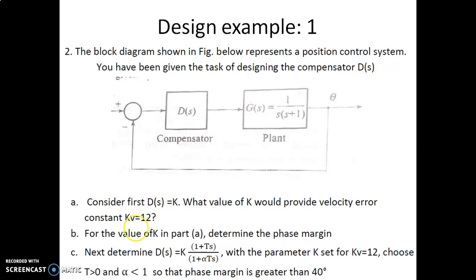And with the value of k that we found for part A, let us find out the phase margin of this system. Then in the third part we are asked to design a compensator which can give a phase margin of more than 30 degrees.